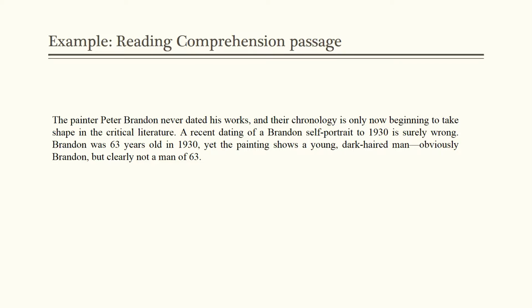Let's take a look at an example. The painter Peter Brandon never dated his works, and their chronology is only now beginning to take shape in the critical literature. A recent dating of a Brandon self-portrait to 1930 is surely wrong. Brandon was 63 years old in 1930, yet the painting shows a young, dark-haired man, obviously Brandon, but clearly not a man of 63.